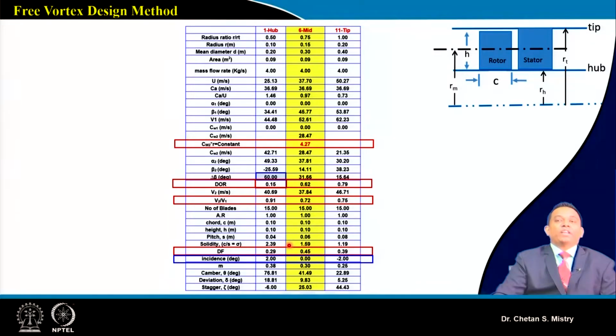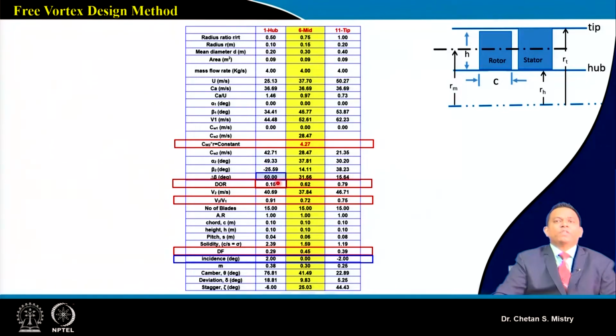And from that variation of Cw2, we have done our calculation for different flow angles. We have done our calculation for velocity components. We have done calculation for degree of reaction, diffusion factor, de Haller's factor, and different angles: incidence angle, deviation angle, camber angle, and stagger angle. And in this case, as we have discussed, my delta beta at the hub is coming to be large.